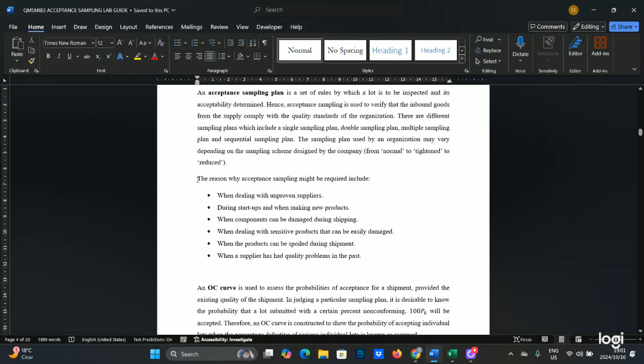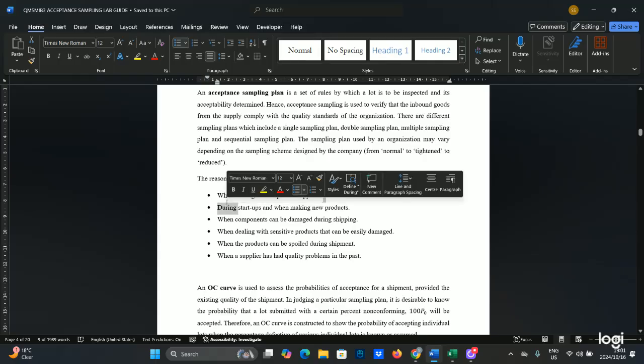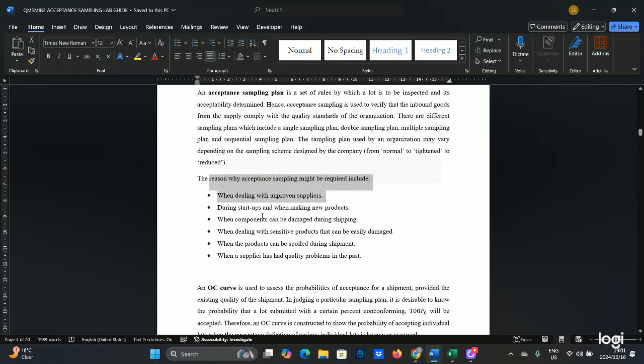Here they're saying the reasons why we would use acceptance sampling include when you're dealing with unproven suppliers, during startups and when making new products, when the components can be damaged during shipping, when you're dealing with sensitive products that can be easily damaged, when the products can be spoiled during shipment, and when the product has had quality problems in the past. From these statements, I think you get the point of why you would use acceptance sampling.